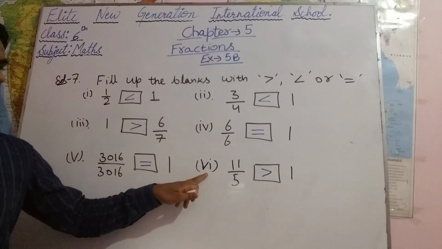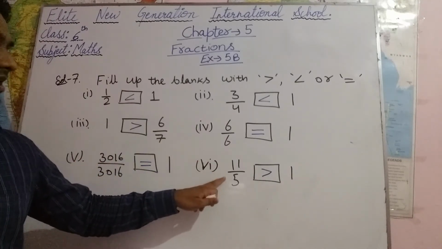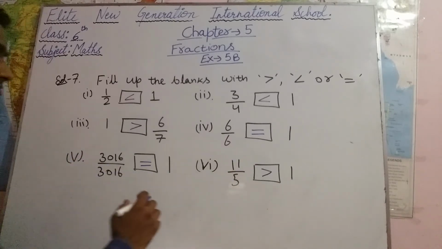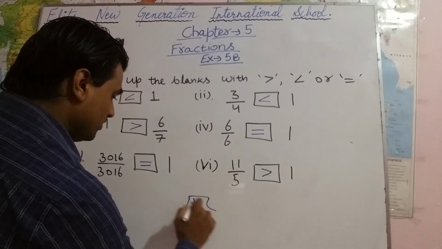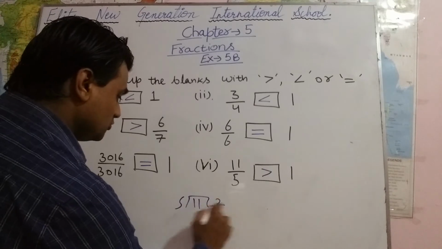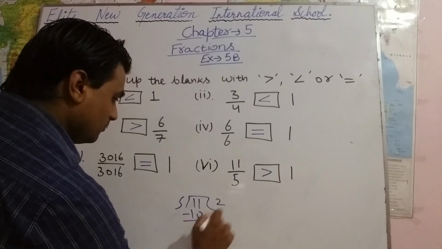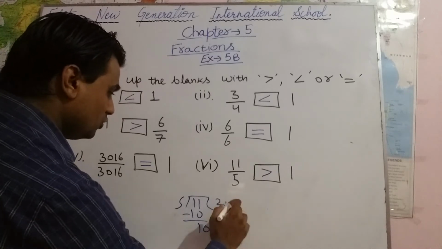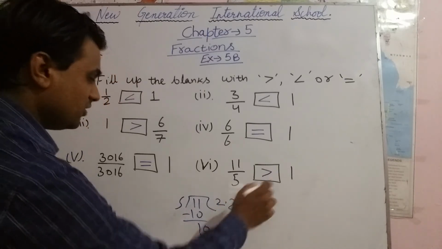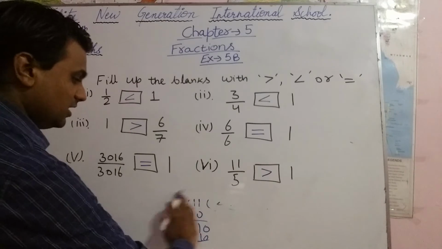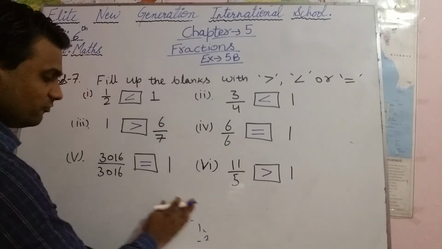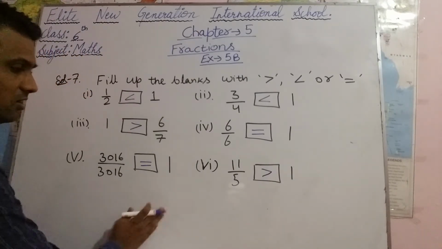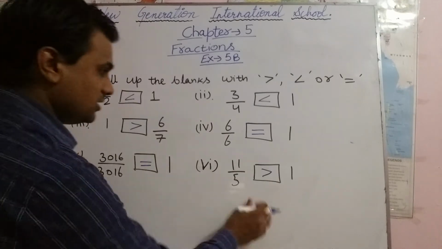Now see, sixth part, 11 upon 5, it will be greater than 1, because when we divide this 11 by 5, so here 5 2s are 10 and 1.0, so it will be 2.2, and 2.2 will be greater than 1. So we can write here 11 upon 5 will be greater than 1. So this will be the answer.